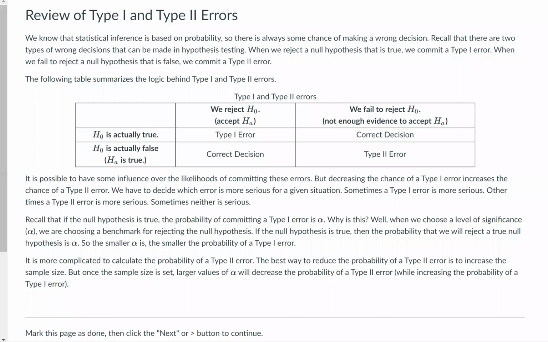Now we will do what we promised on the previous page, where we're going to review type 1 and type 2 errors. On the previous page, we reviewed p values and what the meaning of them was, but now we're going to review what type 1 and type 2 errors are. We know that statistical inference is based on probability, so there's always some chance of making a wrong decision. Recall that there are two types of wrong decisions that can be made in hypothesis testing.